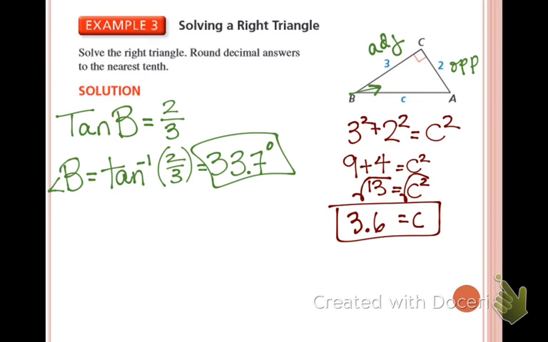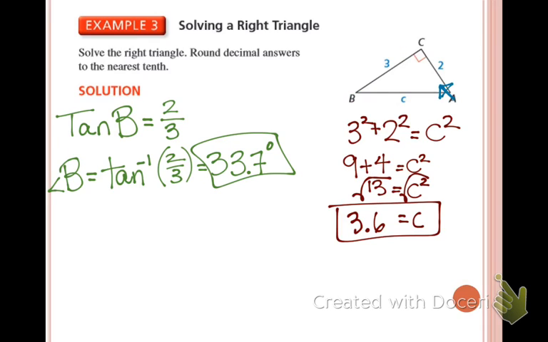180. There's already 90 taken up by the right angle, so B and A should add up to 90. So technically, you should be able to take 90 and subtract 33.7. But again, if you got 33.7 wrong, the next answer would be wrong as well. So I would do the same exact thing again, but from angle A.